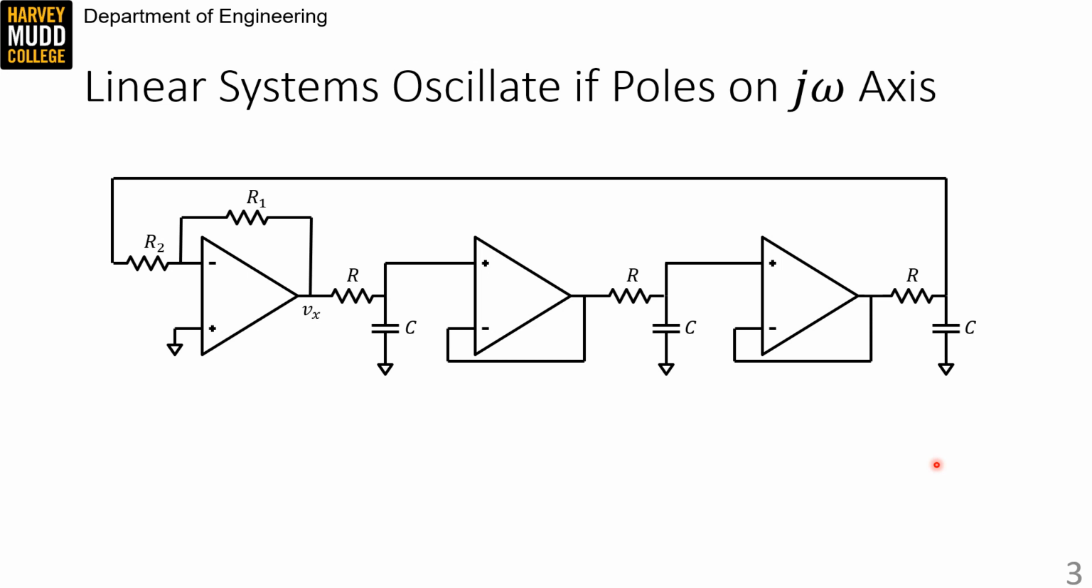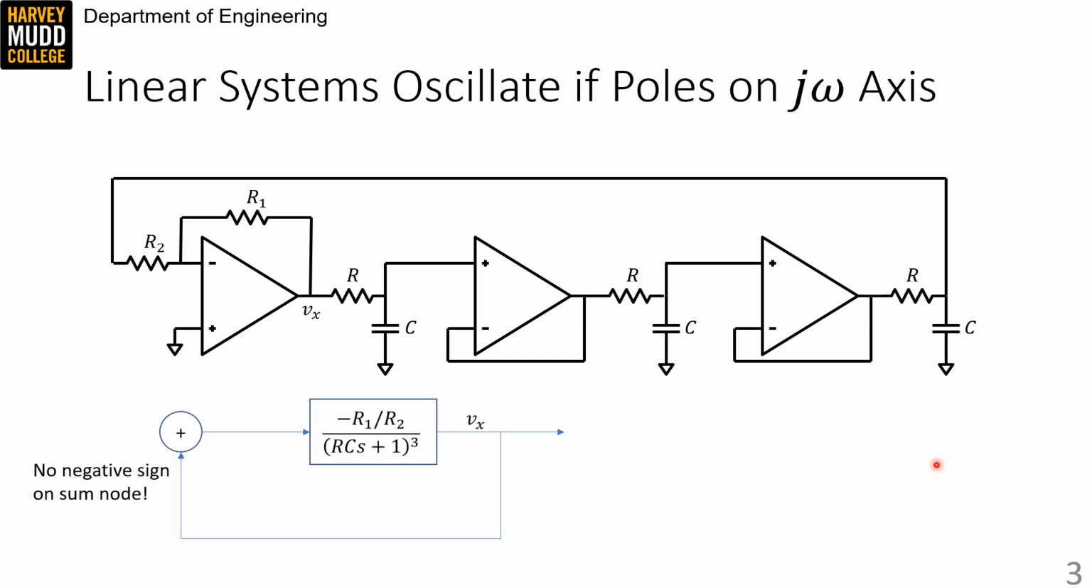Pause the video and try to analyze whether it's possible at all for this system to oscillate. And assume you can pick whatever R, C, R1, and R2 values you want in order to achieve that oscillation. This is asking you to solve a problem that you haven't seen before, so think about what you know about loop gain to try to answer the question. The answer is yes, it's possible for the system to oscillate.